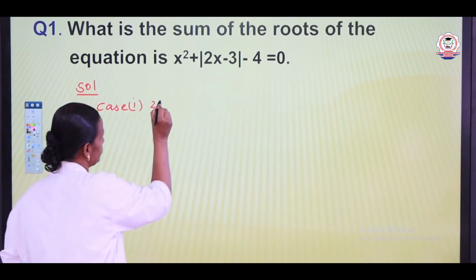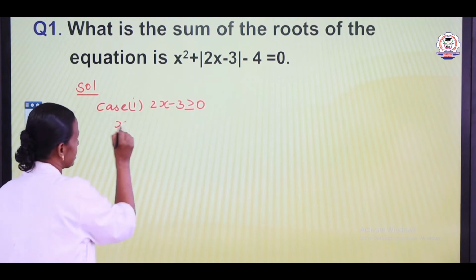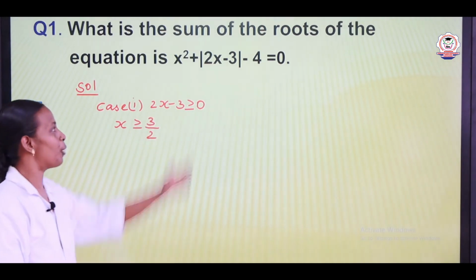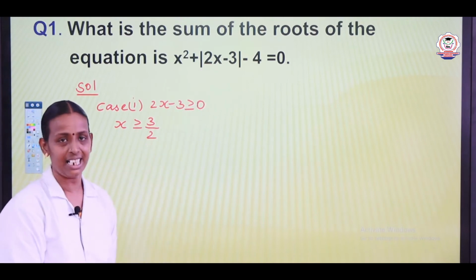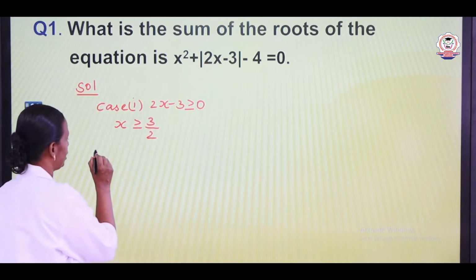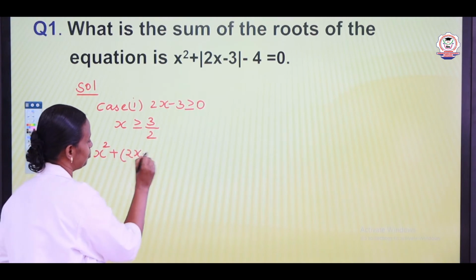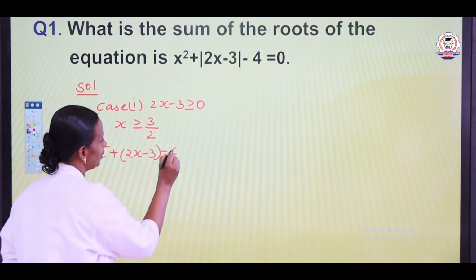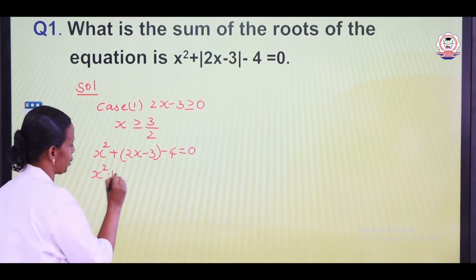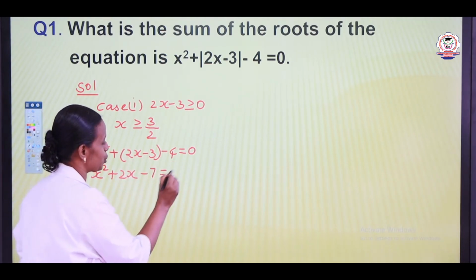2x minus 3 greater than or equal to 0 means in this case x is greater than or equal to 3 by 2. Then what will be the modulus value? Modulus of 2x minus 3 is simply 2x minus 3. Therefore, the given equation will become x square plus 2x minus 3 minus 4 equal to 0. This is x square plus 2x minus 7 equal to 0.